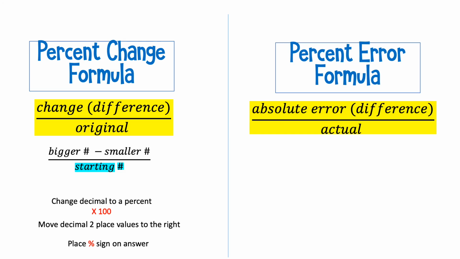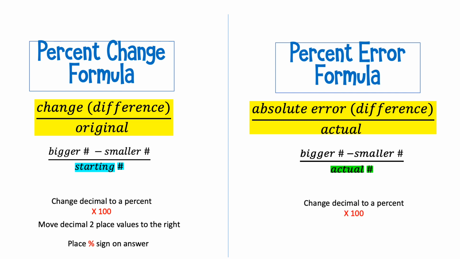For percent error, we find the absolute error and divide it by the actual number, the actual outcome. To find the error, we do big number minus small number. Take the difference in the two numbers and divide it by the actual outcome. Again, we're going to need to change our decimal to a percent. Multiply by 100, move 2 places to the right, and place a percentage sign on your answer.